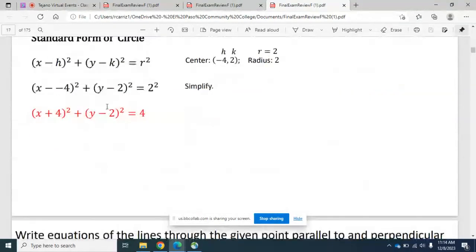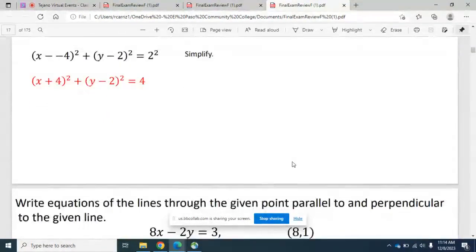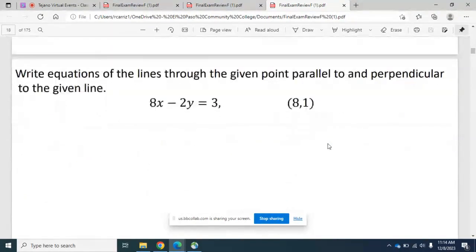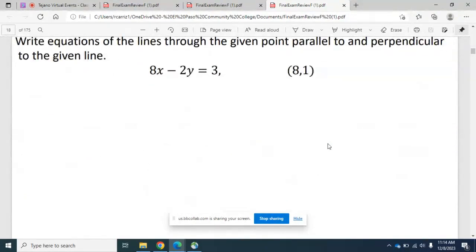Here we go. And then the y minus 2, we don't have to do anything with that one. And then 2 squared is 4. So we have our answer. So this would be our answer: x plus 4 squared plus y minus 2 squared is equal to 4. Okay. All right. Let's look at a different example now.